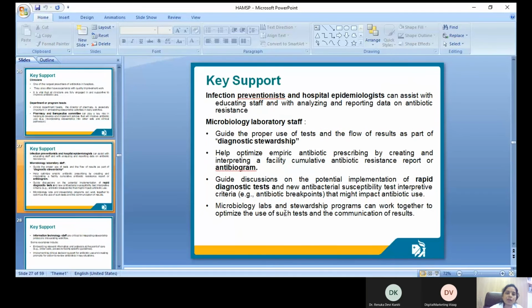Hospital infection prevention clinicians and hospital epidemiologists can also assist with educating the staff and analyzing the data on antibiotic resistance. Even microbiology laboratory staff can help in getting data like antibiograms, guiding us for the proper use of tests and follow-up of the results. Again, they can guide us on rapid diagnostic tests and breakpoints for antibiotic susceptibility testing, which helps us in guiding the antibiotic therapy.